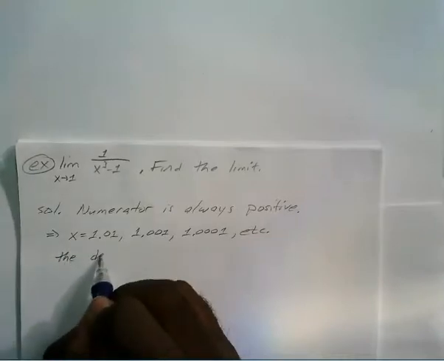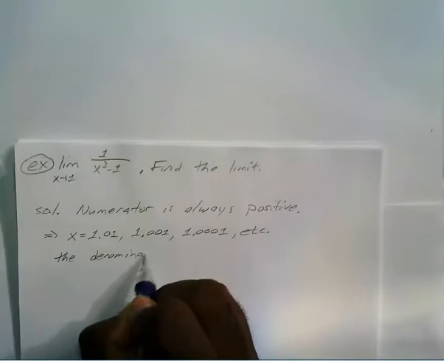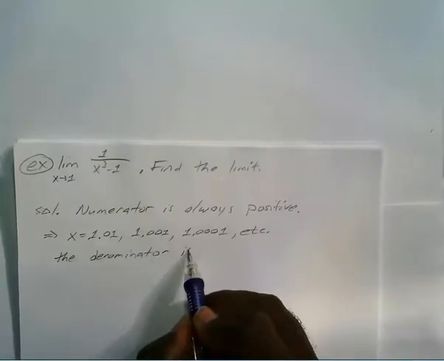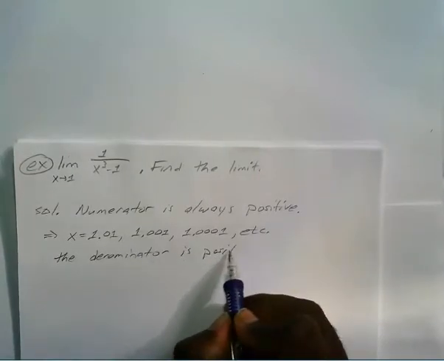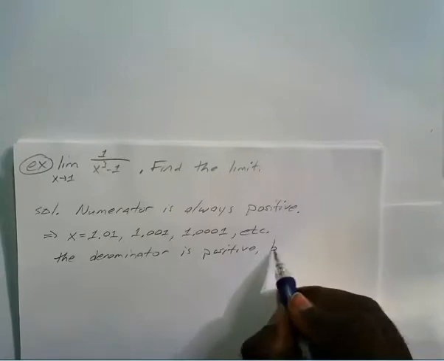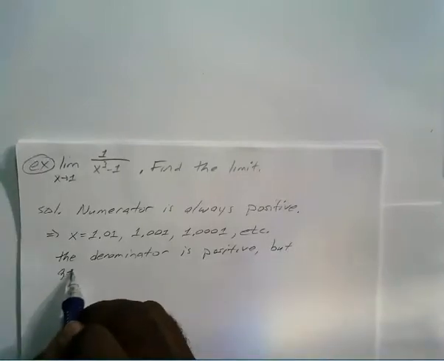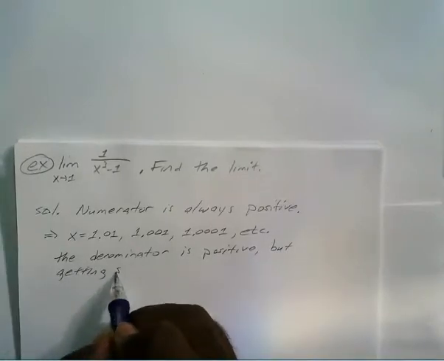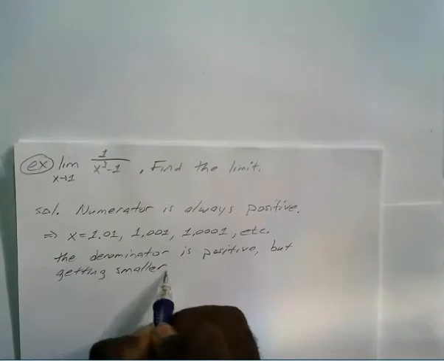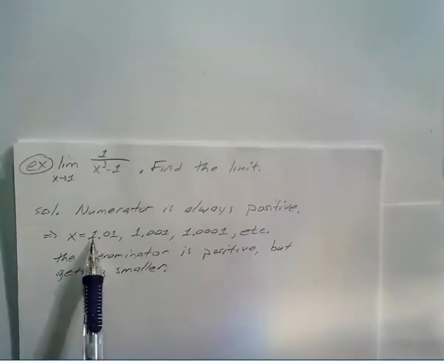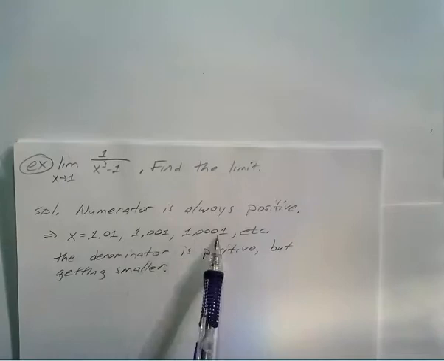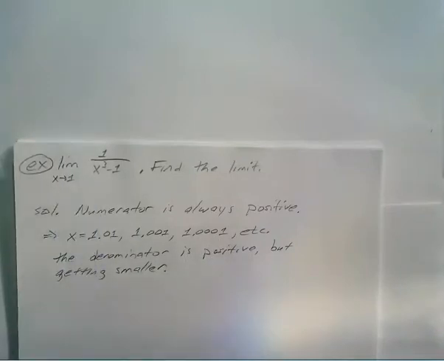So in other words, approaching x from the right, the denominator is positive, but getting smaller. Okay, now if you want to verify that, just go ahead and plug in these values into your denominator on your x value, and you'll see that it's just getting smaller and smaller.